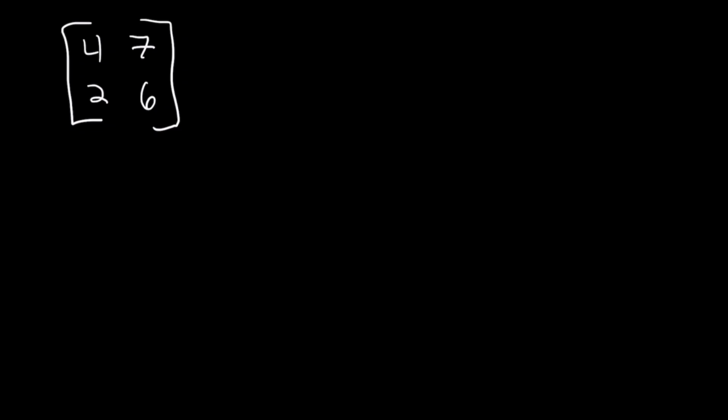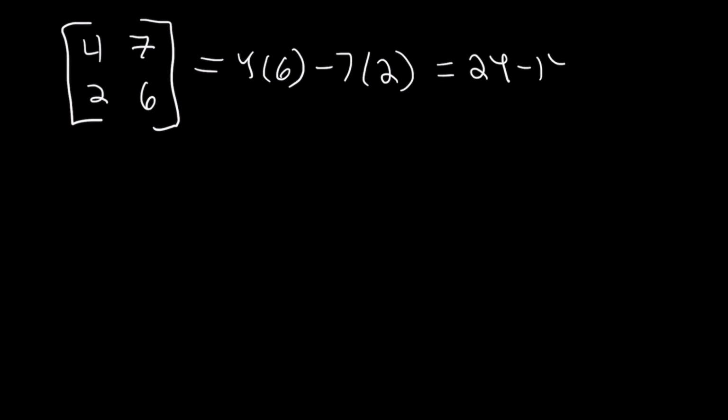When finding the determinant, just think of it like cross multiplying, kind of. So for this one, we're going to do 4 times 6 minus 7 times 2, which is equal to 24 minus 14, which is equal to 10. So that one was really simple.